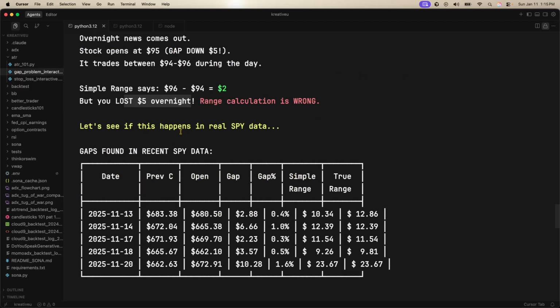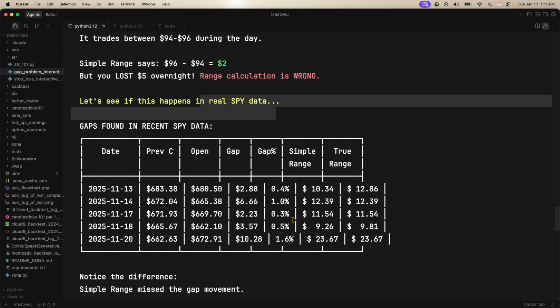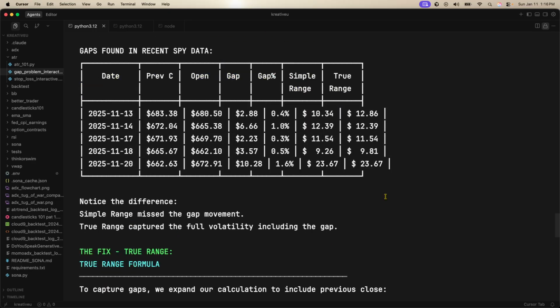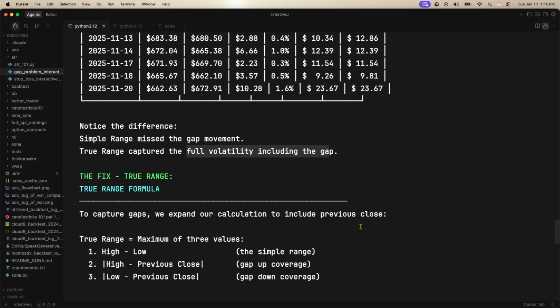So let's check if this happens in real SPY data. We can see the open, the close, and here's the gap size. Notice the difference between the simple range right here and the true range: the simple range missed the gap movement while the true range captured the full volatility, including the gap.